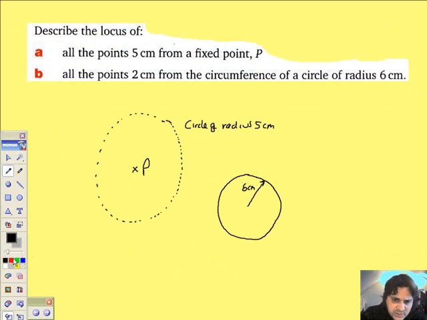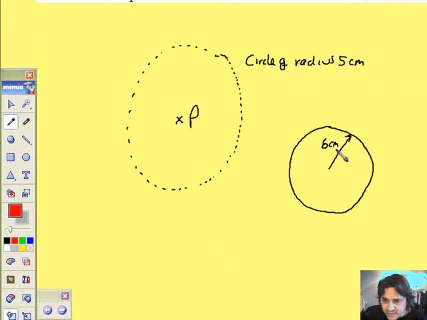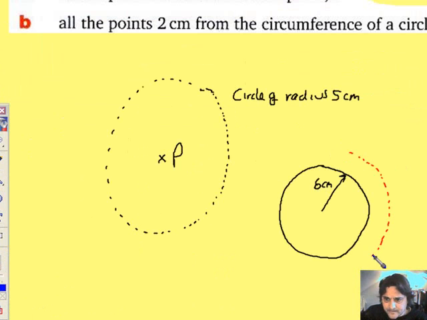Right, I'm going to be 2 centimeters away from this. So supposing if that's 6, that will be about 2. So here's my locus. I am trying to be 2 centimeters away from that circumference. I really am. Now, there it is.